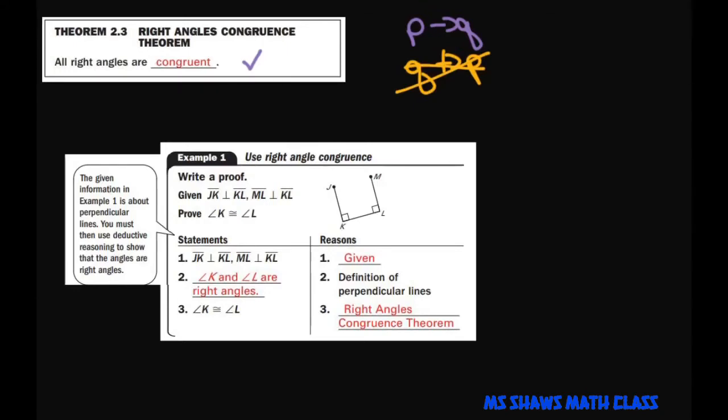So basically, we're given that line segment JK is perpendicular to KL, and ML is also perpendicular to line segment KL. Angle K and L are right angles, and that's the definition of perpendicular lines. Therefore, angle K is congruent to angle L, and that's your right angle congruence theorem.